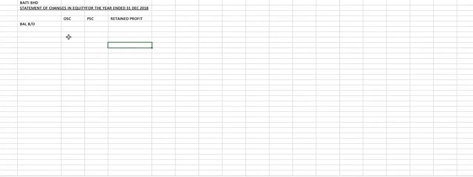So retained profit here, this is a previous year error. So we deduct retained profit by 100. So minus. Okay. And then we credit plant and machinery, go into notes to the account under plant and machinery. So we deduct 100. So this is also written as a previous year error.